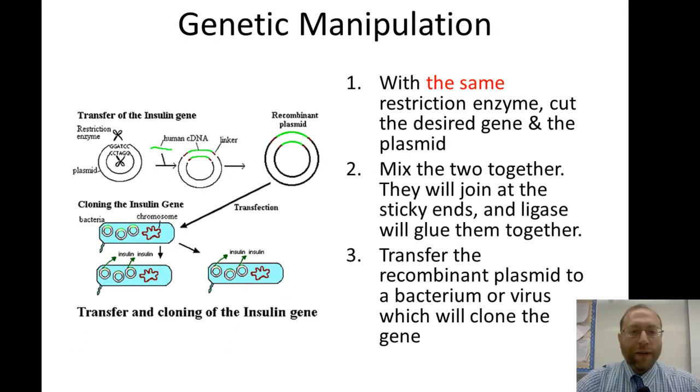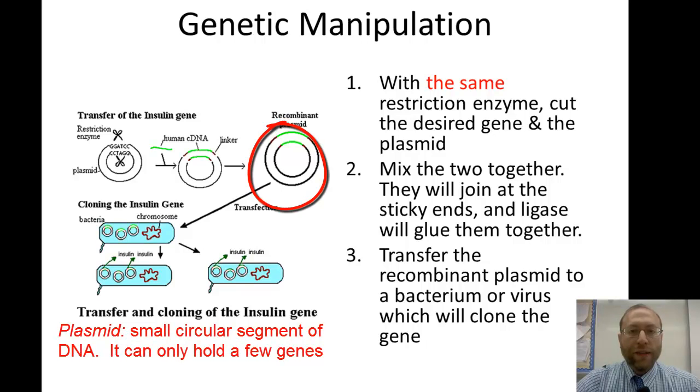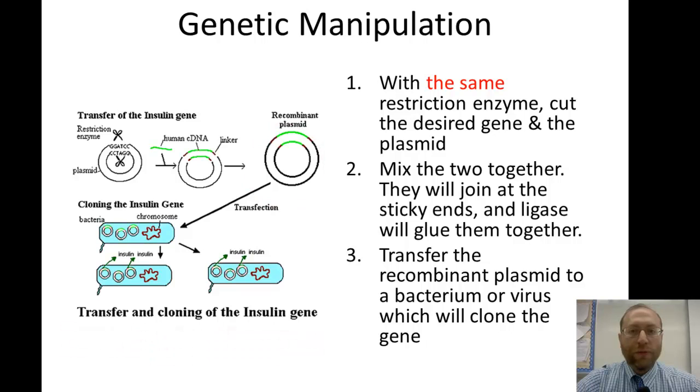Now here's a summary of how genes are manipulated. One vocab word that you need to know is the word plasmid, and a plasmid is a small circular chromosome of DNA, very small, and it's found in bacteria. Bacteria have one large chromosome, and they will have several small plasmids.